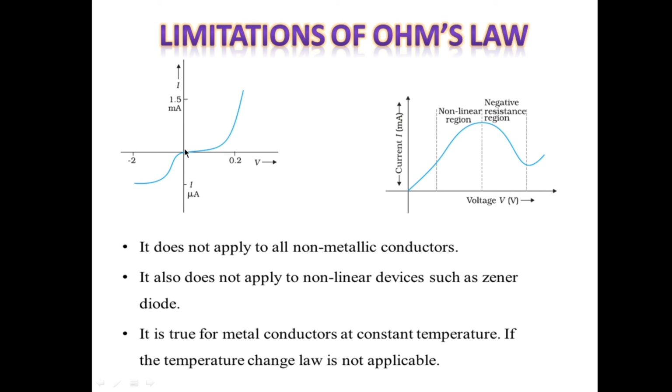But in a conductor, it will be a straight line. Whenever you are supplying voltage, automatically the current will start growing, so it will be a straight line. It's not a straight line over here. That means it is the graph for the non-metallic conductors. So Ohm's law is not applicable to the non-metallic conductors. It also does not apply to nonlinear devices such as the Zener diode.